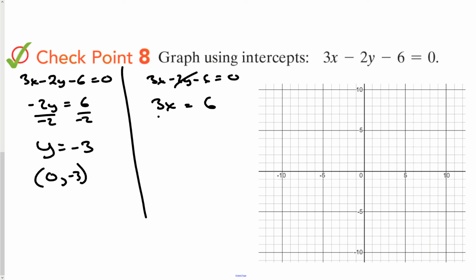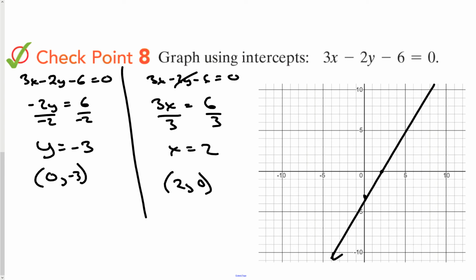3x is equal to 6. Divide out the 3. So x is equal to 2. This one works out a little bit better. So this is 2 with a 0 for y. So 0, negative 3 goes there. 2, 0 right there. Very similar line to the first problem. And we make our nice line.